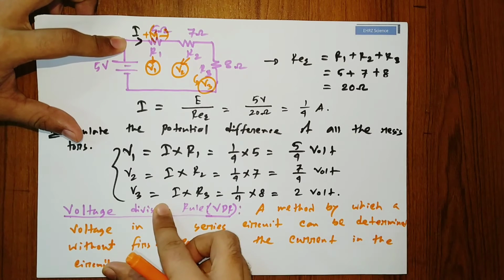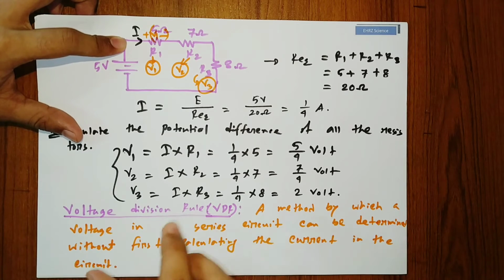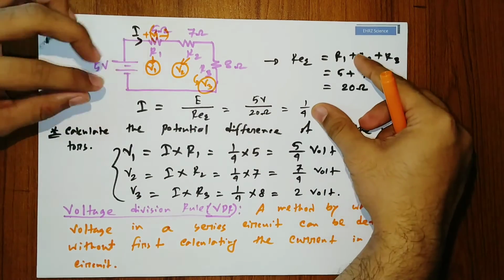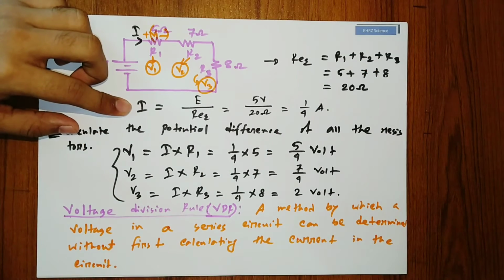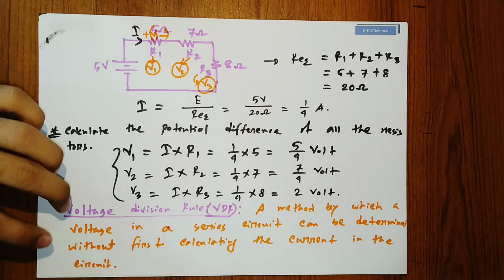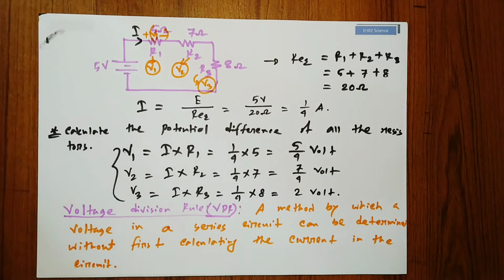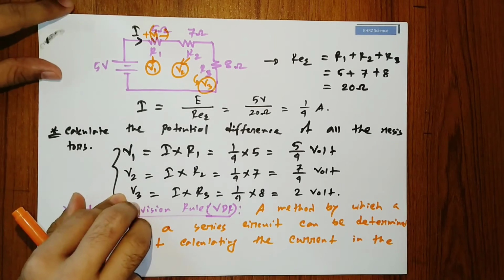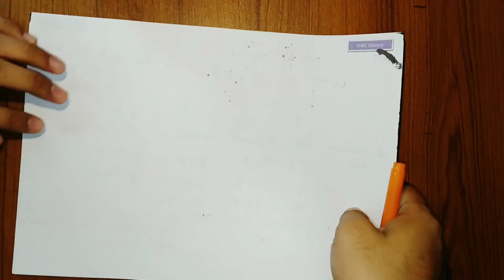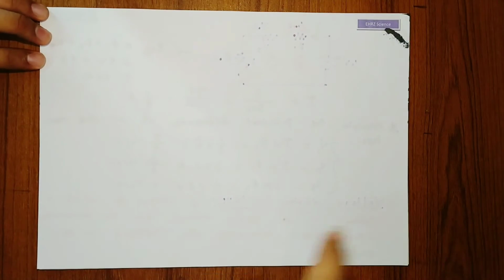If we know this rule VDR, we don't need to calculate this electric current. We can calculate V1, V2 and V3 directly by the voltage division rule, which is much more time efficient. So now I am proving to you the theory of the voltage division rule. Hope you will enjoy that.